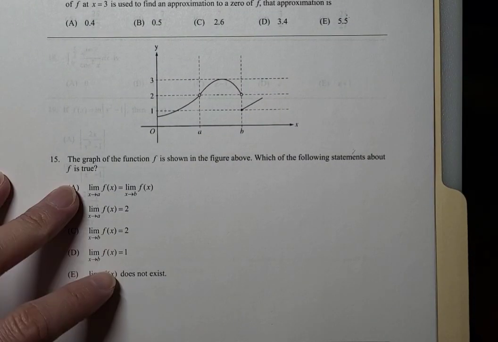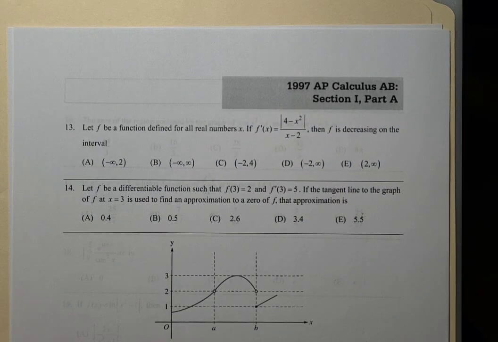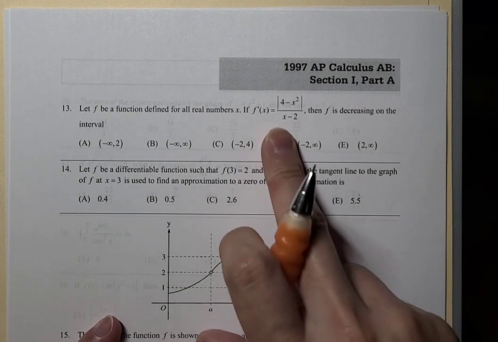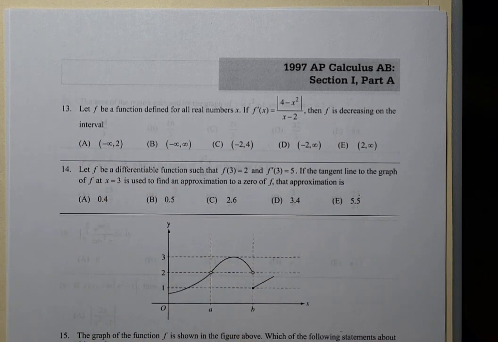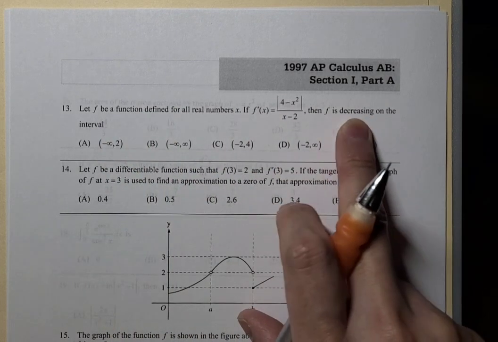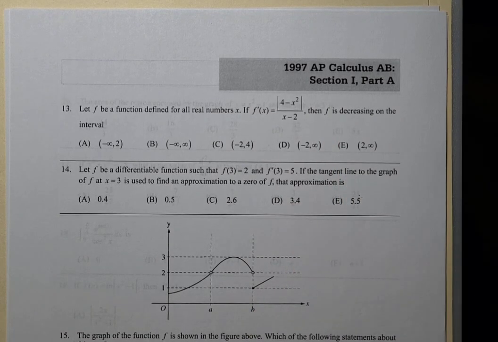We're cruising along. Let f be defined for all real numbers x. If f prime is this guy, then f is decreasing on the interval what? Okay, so I worked this out before. We just want to do the first derivative test. It's as simple as that, because it's asking about when it's increasing or decreasing, okay? And the first derivative test tells us that. So this is f prime.